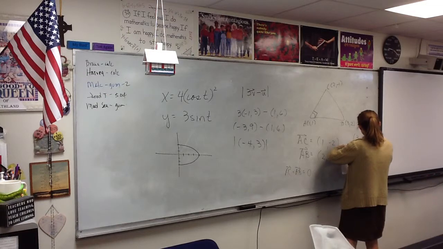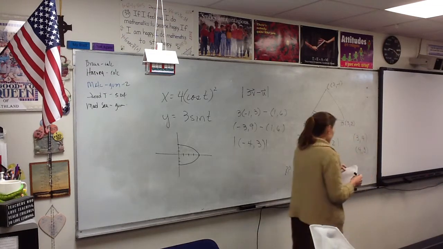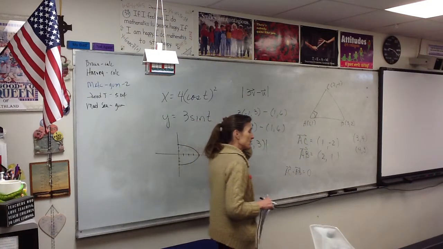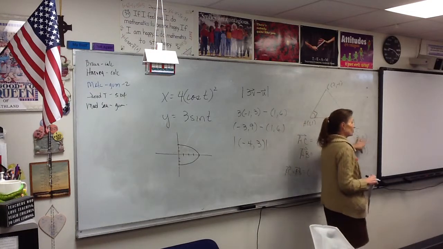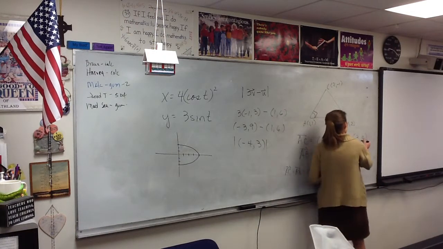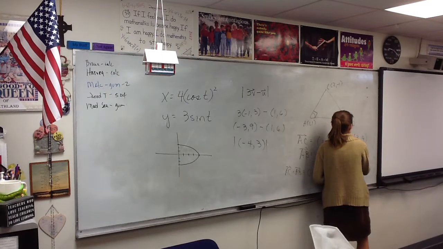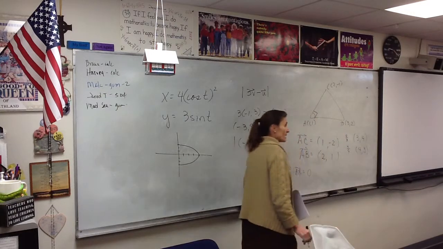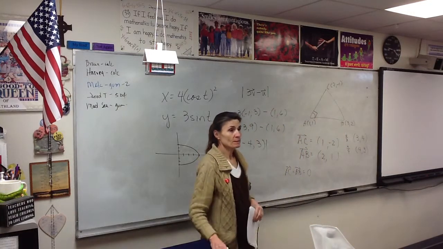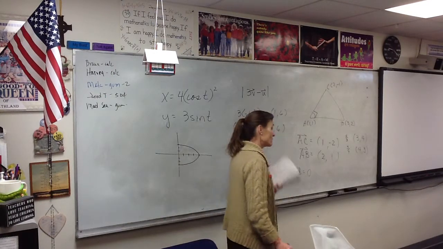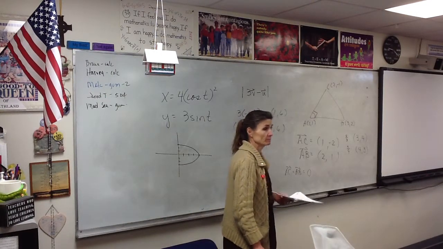says compare the vectors 3, 4, and 4, 3. I want to know if they're parallel, perpendicular, or neither. What do you think about these two? Parallel, perpendicular, or neither? Neither. What's the slope of this one? 4/3. What's the slope of this one? 3/4. If they're parallel, they got to match. If they're perpendicular, they have to be opposite reciprocals. These are neither one, so they're nothing.